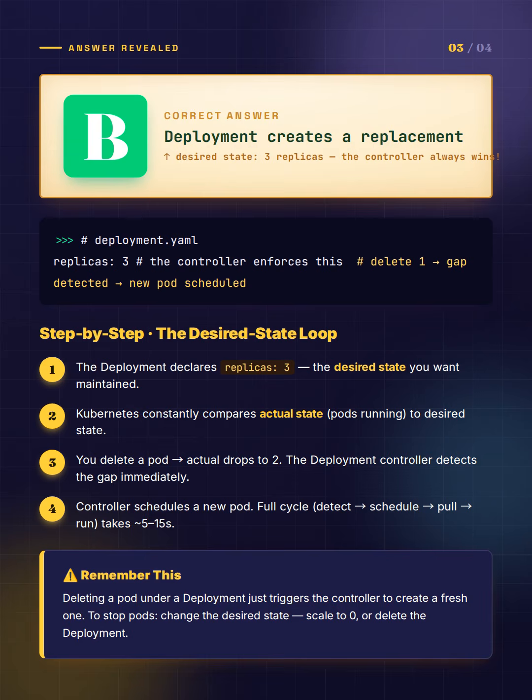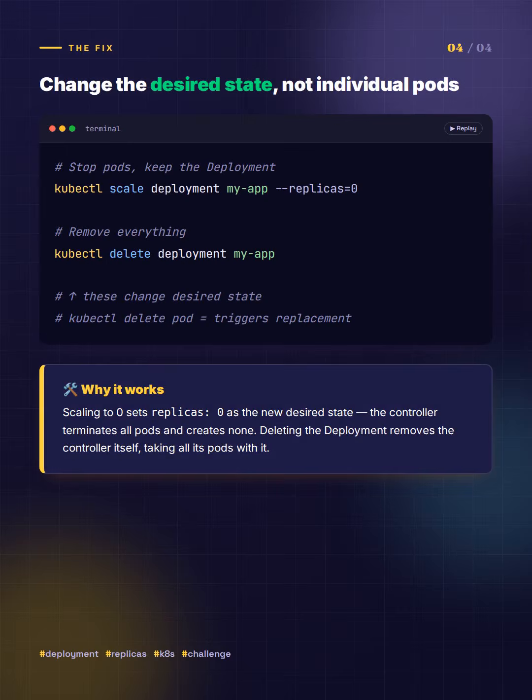A pod you delete under a deployment isn't gone for long. To actually stop the pods, you need to change the desired state, scale to 0, or delete the deployment itself. The fix: change the desired state, not individual pods. Scale to 0 if you want the pod stopped but the deployment preserved. Delete the deployment if you want everything gone.